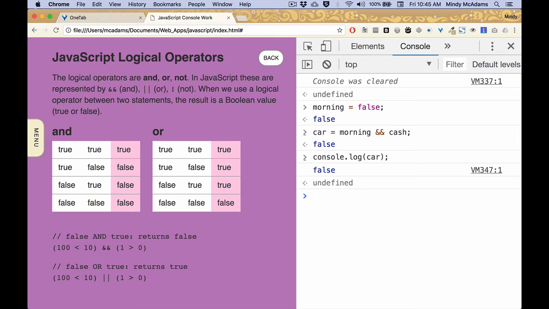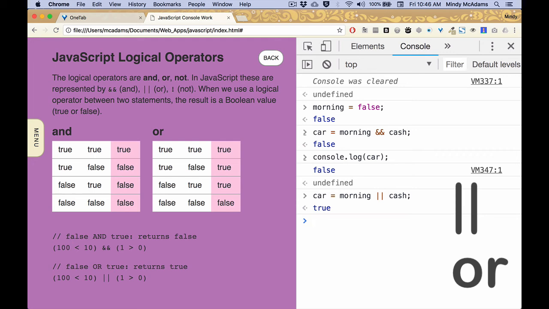But if it's or, what if she said, if you show up in the morning and you're the first person, or you bring me the cash anytime during the day, right? So that would be a different thing. So we would say car equals morning or cash. Then you get the car.